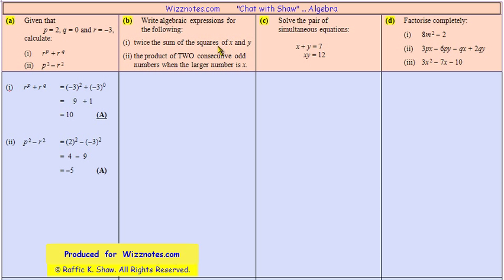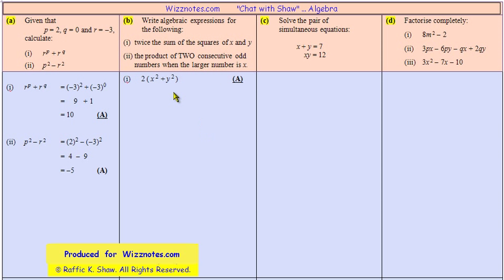Twice the sum of the squares of x and y. So the sum of the squares of x and y is going to be x squared plus y squared, and then we are taking twice that, so it's 2 times (x squared plus y squared). Right, so if we put that in, that is what we get. That's the answer for the first part. Now for the second part, it is saying that the product of 2 consecutive odd numbers when the larger number is x. We have to write an algebraic expression for that.